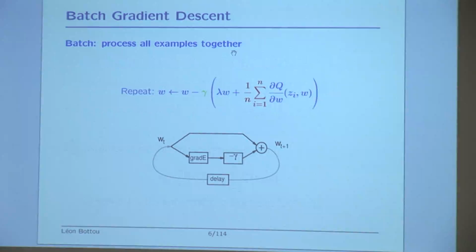OK. The simple way to do it is gradient descent. It's not a very good way, but it's a simple way. You take the gradient of the thing you minimize, multiply that by some gain, and subtract it from the parameter and repeat. A loop like this. Now, the problem with this is that you have this big sum here. So if you have 1 billion examples, it's going to be costly.